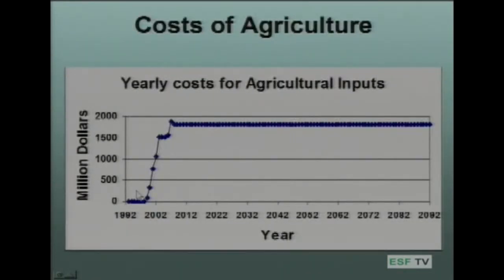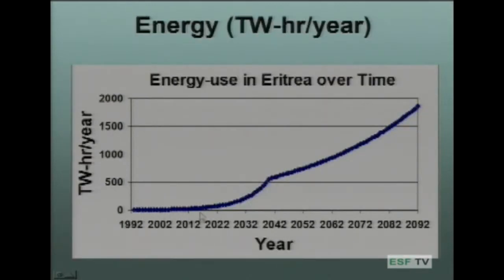Now, we can also look with this model at the cost of agriculture over time. It's probably higher than they could ever afford if they were looking for food self-sufficiency. This is energy use over time. This is not sustainable, this rate of growth. It's going up at about 10% per year. They're getting 80% of their energy from biomass. They don't have any oil or coal or anything like that, so they probably can't keep this up.